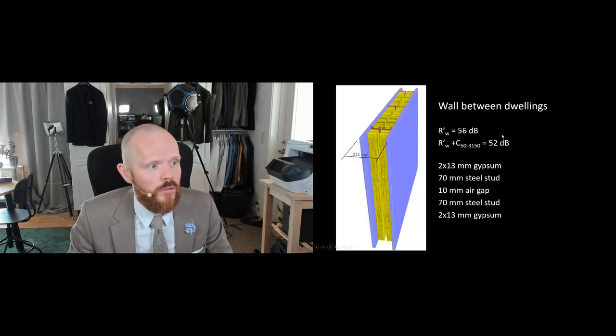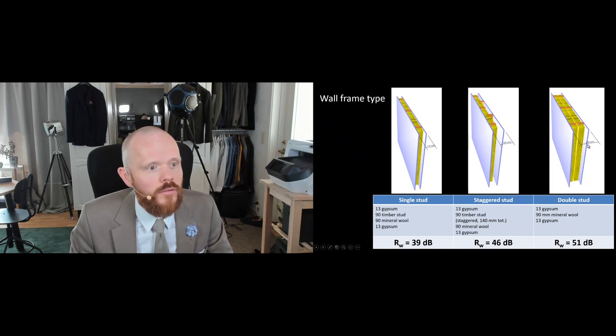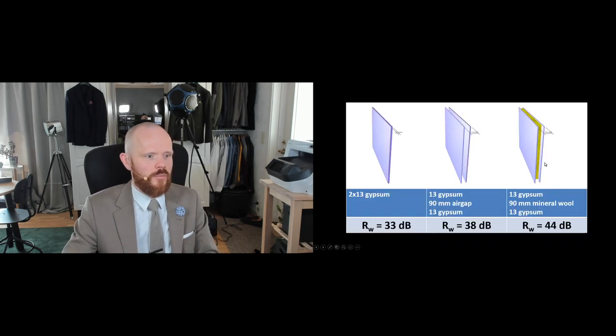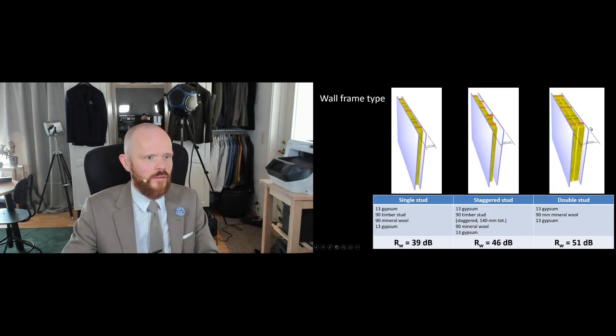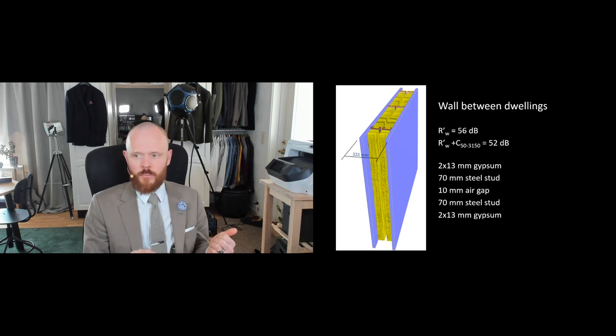Here's a typical wall between dwellings. Maybe this is also the 230 millimeter thickness. Oh, it's about the same one as previous. Maybe it was 90 millimeter beams in this one, I guess. Anyway, let's take a look at the wall between the dwellings. So here we have two layers of gypsum on each side, 70 millimeter steel studs, and a 10 millimeter air gap. So this is a typical lightweight wall.